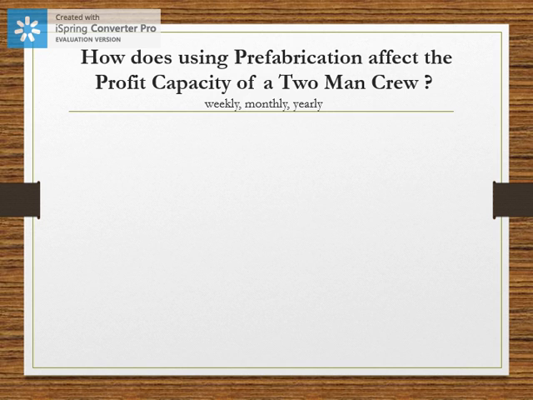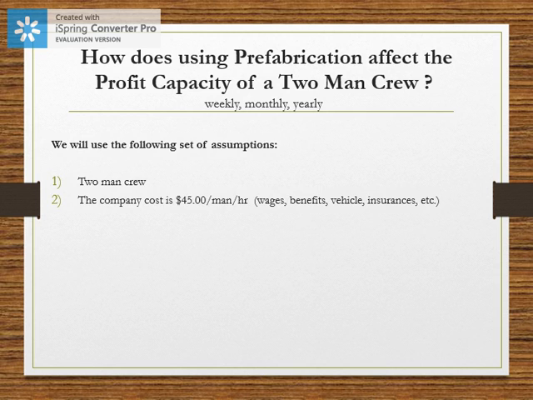Now let's look at how using Hydronic Assembly's panels can affect the profit capacity of a 2-man crew. We'll look at the weekly, monthly, and yearly profit capacity. The following slides will look closely at the ability to increase profits using prefabrication, and we will use the following set of assumptions. We'll use a typical 2-man crew. The company cost is $45 per man per hour, which includes wages, benefits, vehicle costs, insurances, and any other costs that you would have included in your hourly costs.